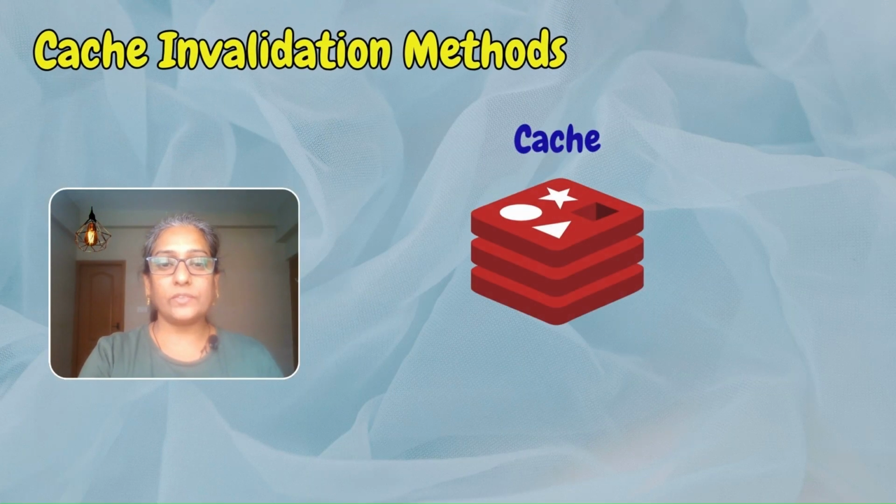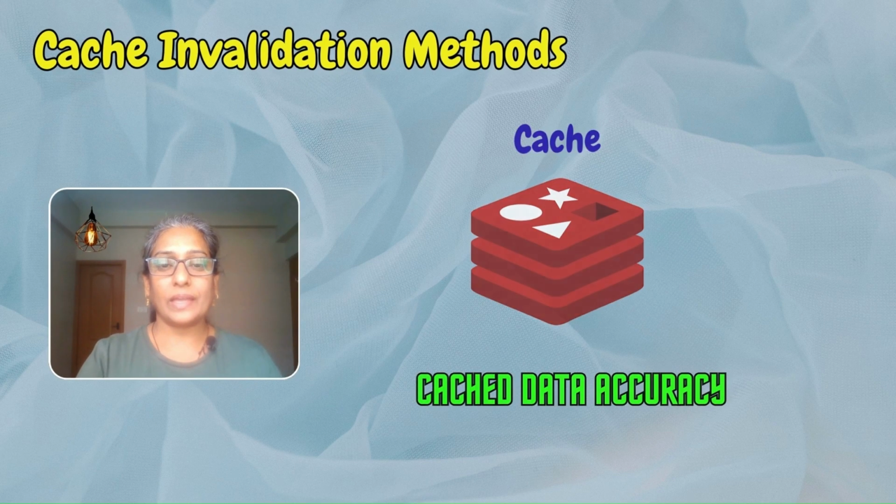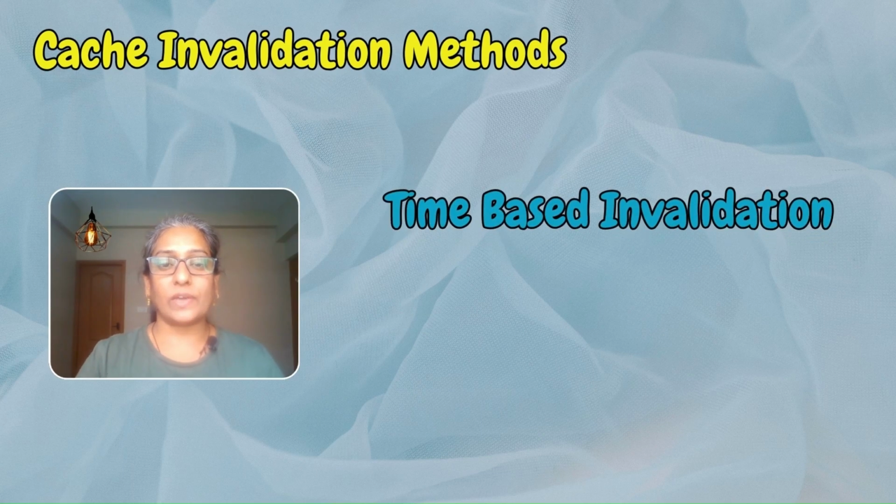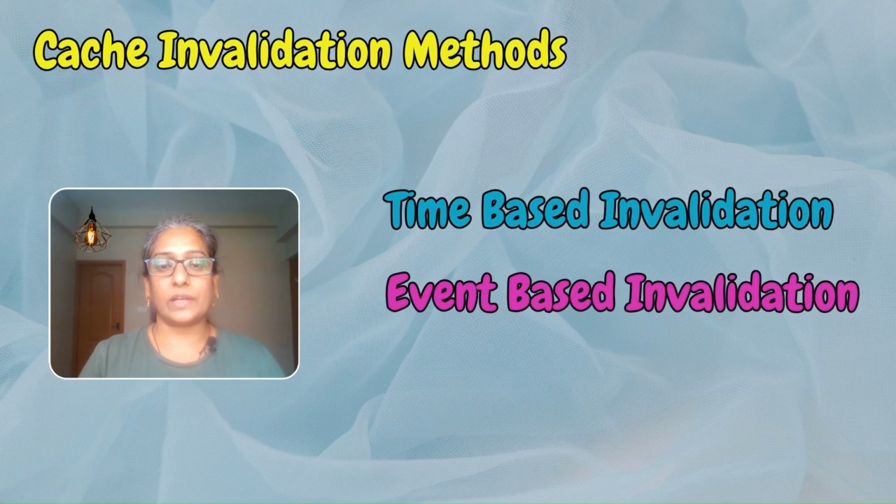Okay, now that we have loaded the data in the cache, how do we ensure that it is still valid and not outdated? Cache invalidation methods confirm that the cached data is in sync with the original source. Cache invalidation is the process of removing or updating the cache data when it becomes outdated. This ensures the accuracy of the cache data. Cache invalidation methods are broadly classified into two: time-based invalidation and event-based invalidation. Let's understand each of them in detail.